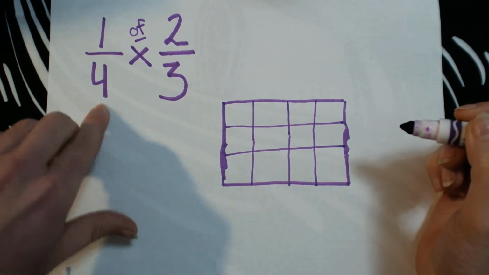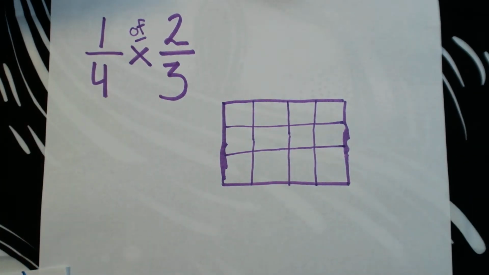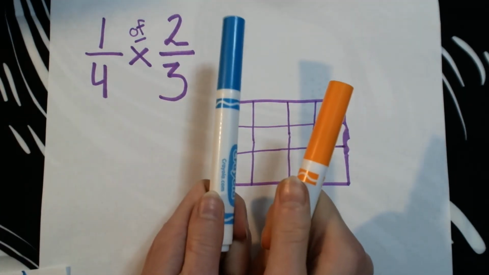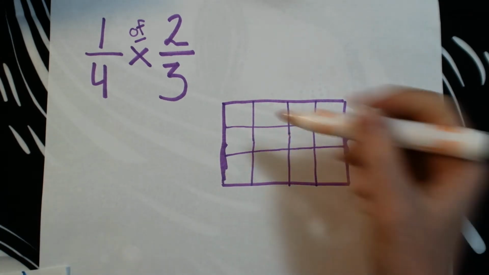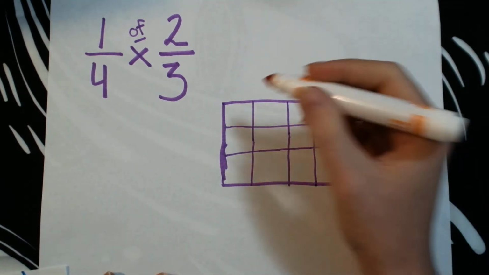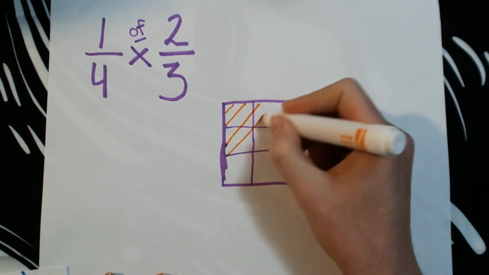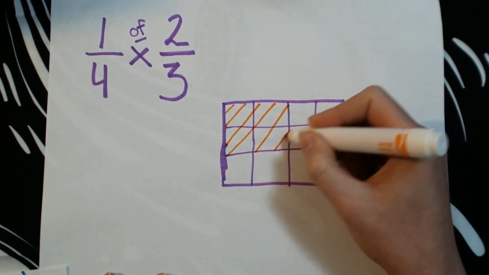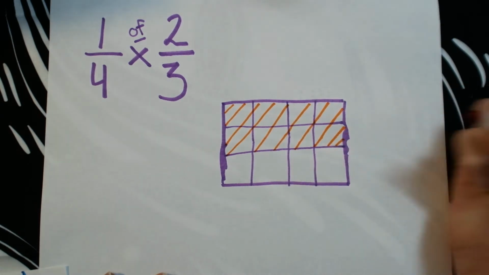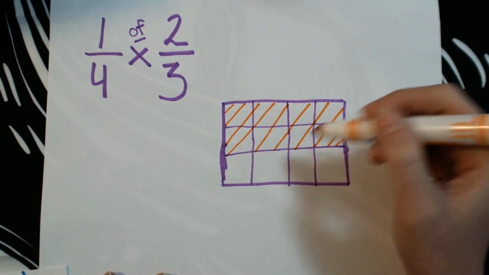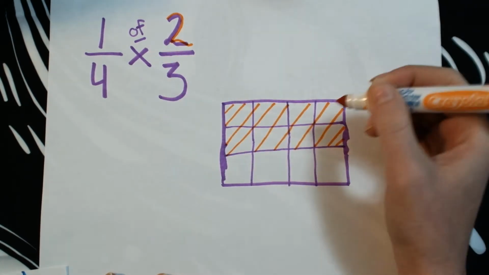So now I can go in and I'm going to shade in 2 of my thirds. I like to have 2 different colors for this because I can easily tell where they overlap. So I can tell that this is a third and this is a third. So I'm going to go ahead and I'm going to neatly shade in 2 of my thirds. There we go. That right there in orange is this right here. I'll trace it so we can keep track. 2/3 orange.